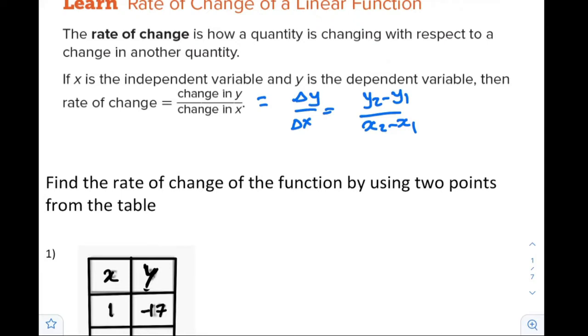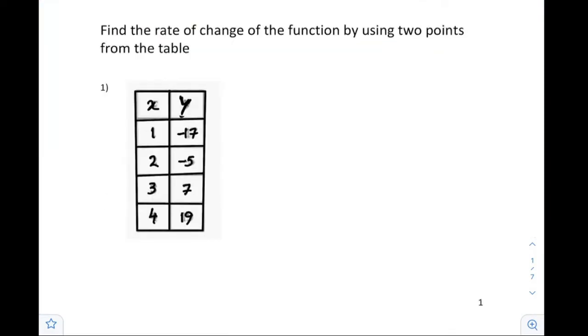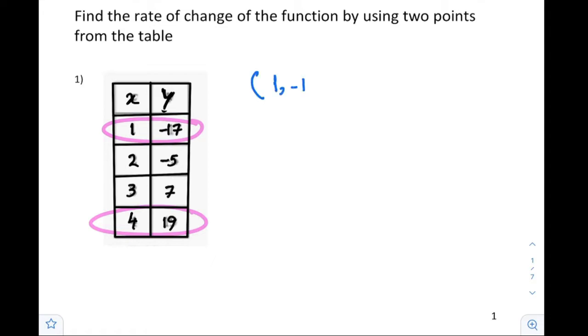For example, find the rate of change of the function by using 2 points from the table. We can choose any 2 points. Let's assume we choose the first point with the last point. So the first point is 1 and minus 17. The second point could be 4 and 19.